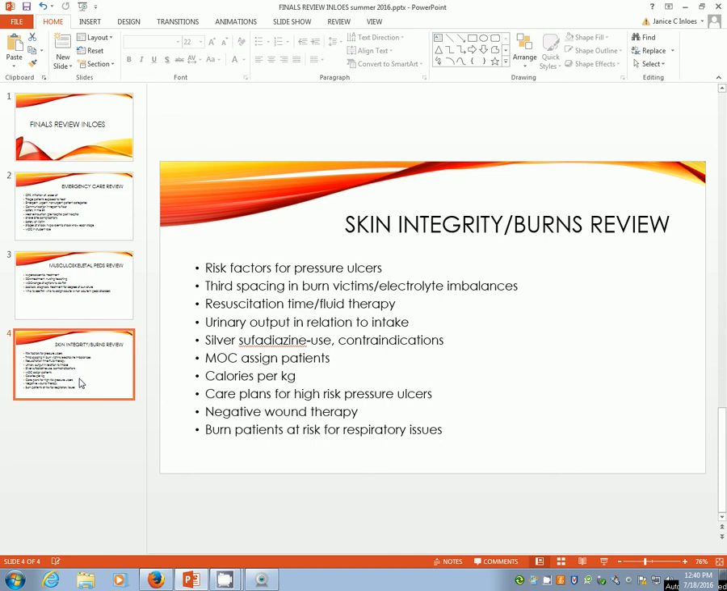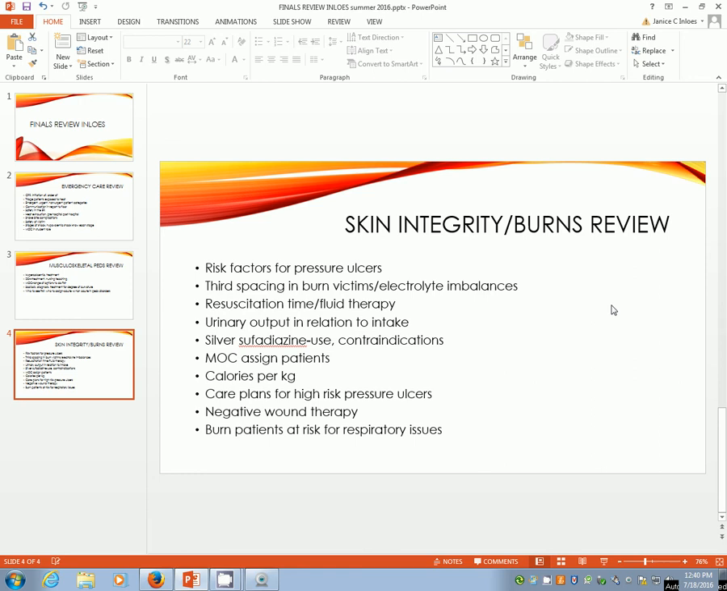Because you haven't had skin integrity and burns yet, we'll just hope that you listen to the video when we do the lecture. Be sure you know what those risk factors are for pressure ulcers. You use the Braden scale. There are so many people that are at risk. What people are at risk? Why are they at risk? There's a box in the book.